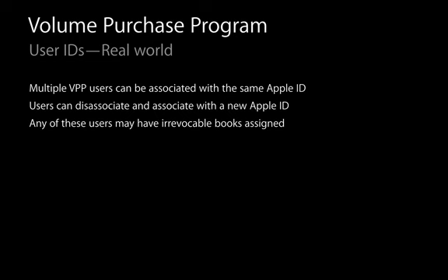Another issue in the real world is that users can, after accepting an invitation with one Apple ID, dissociate from that Apple ID and accept that invitation with a different Apple ID. This becomes a problem if you've assigned any irrevocable book licenses to that retired Apple ID. And you'll have to keep track of that and think about whether you want to allocate another irrevocable book license to the new Apple ID or not.